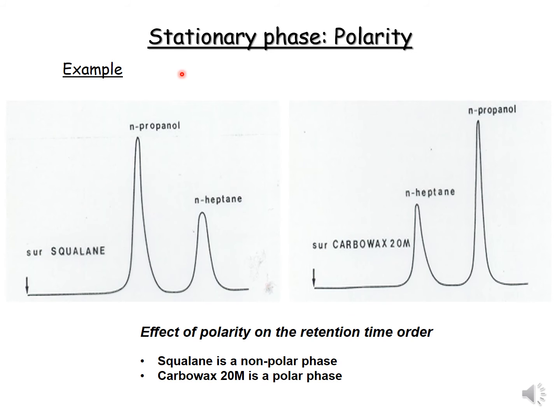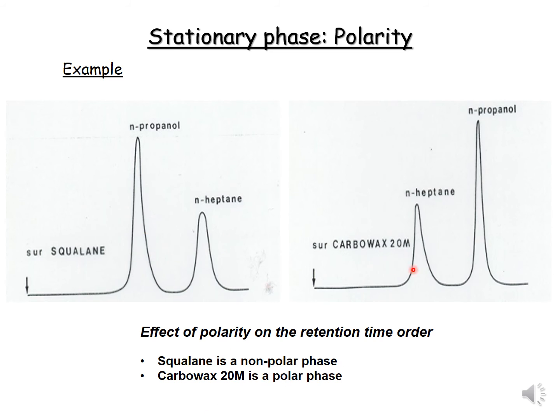Here you have a very, very simple example, but it can illustrate the choice of the stationary phase. This is the effect of polarity on the retention time. You have two examples of the separation of N-propanol and N-heptane on two different stationary phases. Squalane, which is the reference non-polar stationary phase, and Carbowax 20M, which is a polar phase.